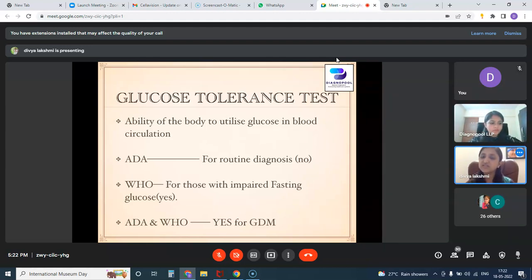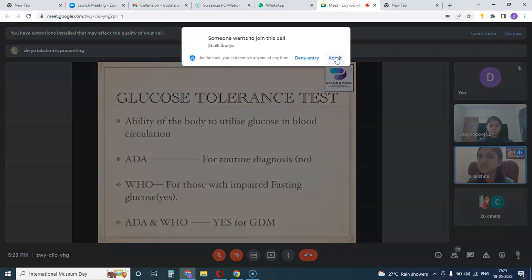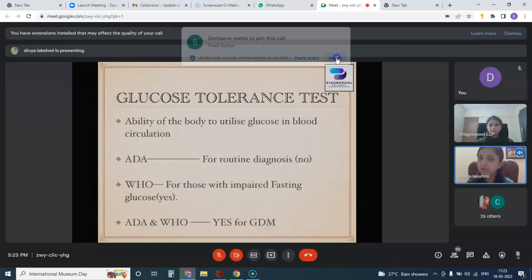You can use GTT to diagnose in patients who have impaired fasting glucose. So what is impaired fasting glucose? Normally when you do FBS, if it is less than 100, it is normal. When you get 100 to 126, we call it pre-diabetes, right? That is called impaired fasting glucose. Even those patients who have impaired fasting glucose can do GTT and confirm whether they have diabetes or not. But the American Diabetes Association and WHO both recommend using this GTT for diagnosing gestational diabetes.